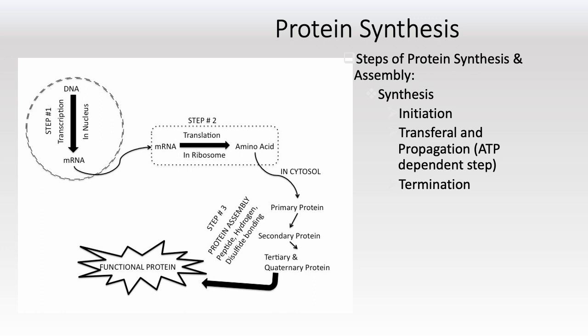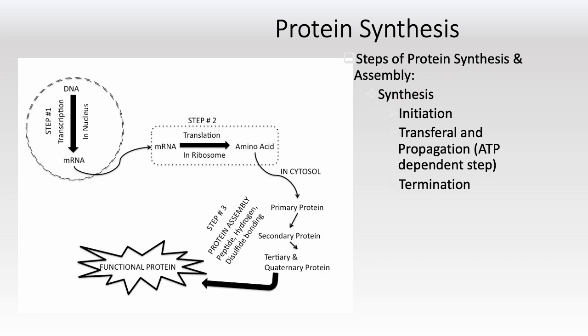The RNA is then going to be able to exit the nucleus, head out and interact with ribosomes, undergo translation, where we're going to change the RNAs, or the nucleic acid codes, into amino acid codes. That amino acid code is then going to undergo assembly, and the assembly will then lead to the functional protein, in which we have distinct steps. The distinct steps include the initiation, the transferal and propagation, and then the termination.